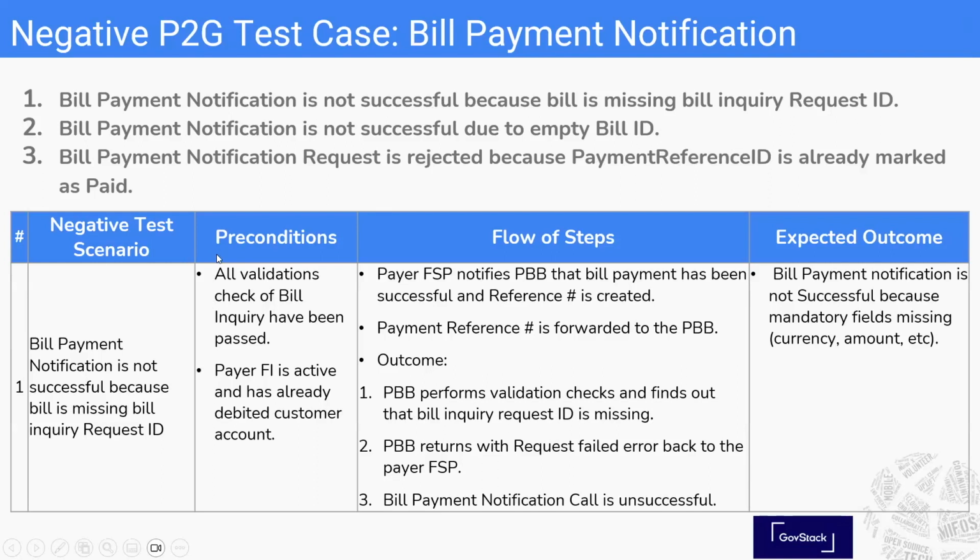Again, as we talked previously, we have some preconditions, the preconditions being that the biller is registered in the system. Before notification could occur, bill inquiry should have occurred. So this would not be the case that the payer FSP and its customer paid a bill and then they just simply send this request. No, it would require a prior bill inquiry call to have been made.